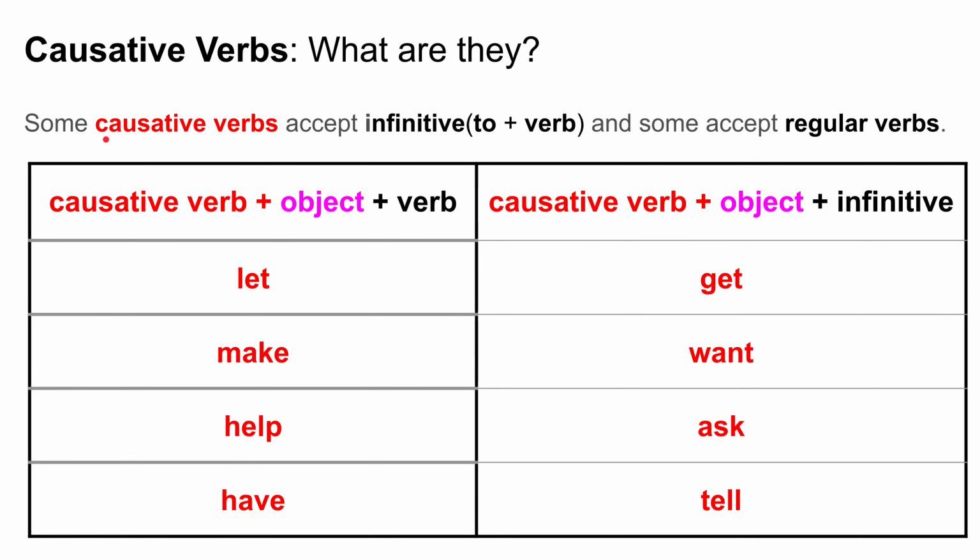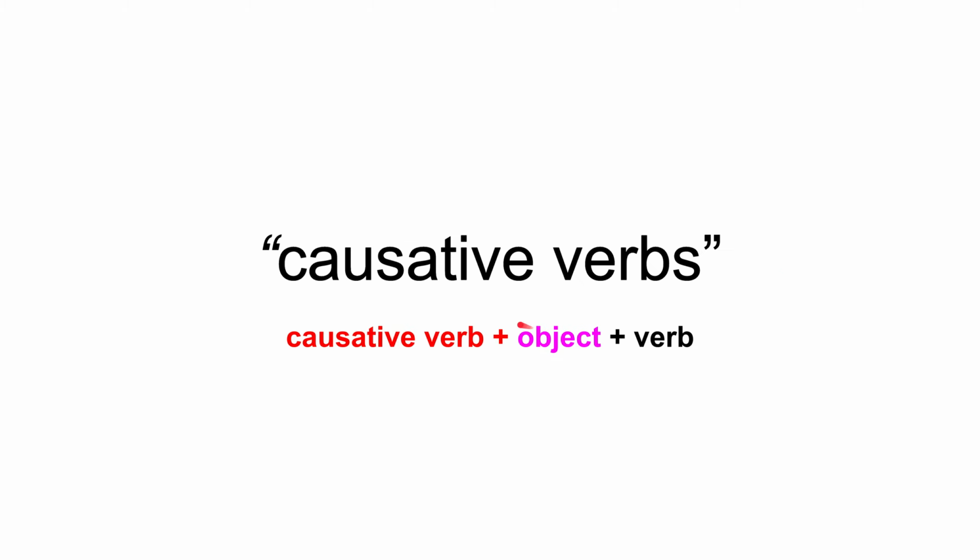We should mention that some causative verbs accept the infinitive, that is to plus verb, and some accept the regular verbs. Those that accept the regular verbs are let, make, help, have, and those that accept infinitives are get, want, ask, and tell. So let's look at causative verbs that accept regular verbs.